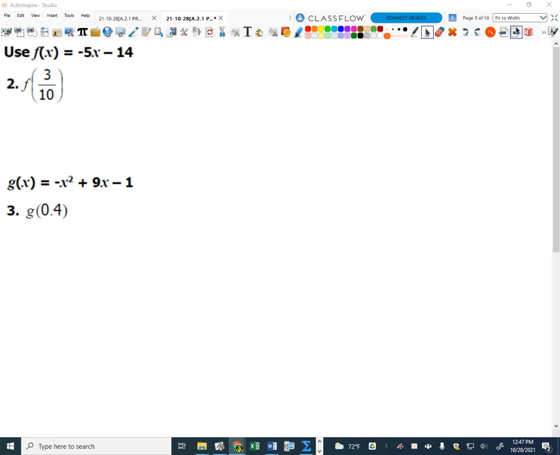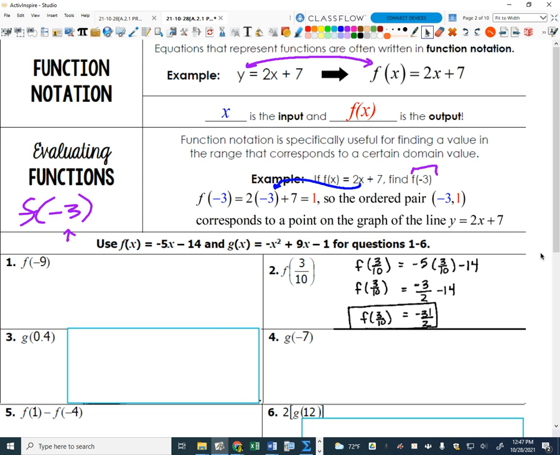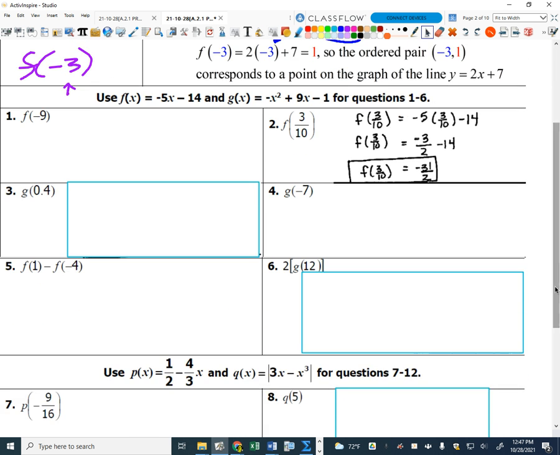Okay, let's go back. What about g of 0.4? Well, here's g of x. G of x is negative x squared plus 9x minus 1. So what's g of 0.4 going to be? How am I going to do that? And just for a second, I'm going to let you do it on Desmos in just a second, but let's try it once. I want you to tell me what I would do with that if I weren't using Desmos. What would I do there? Okay, but it's not f, it's g.